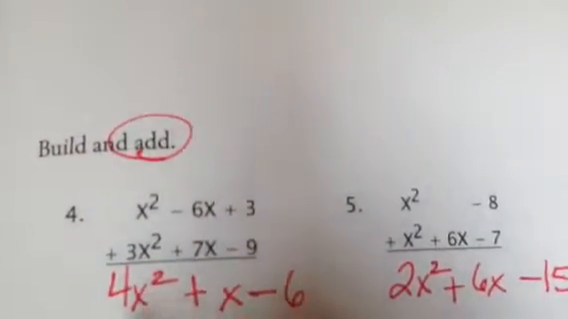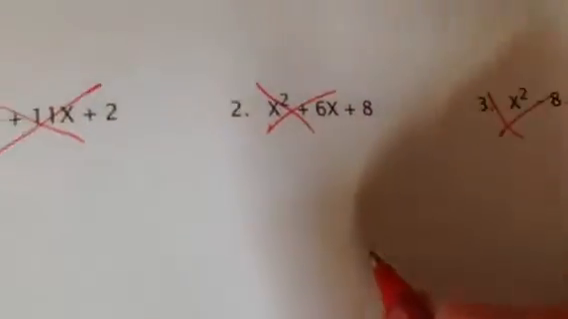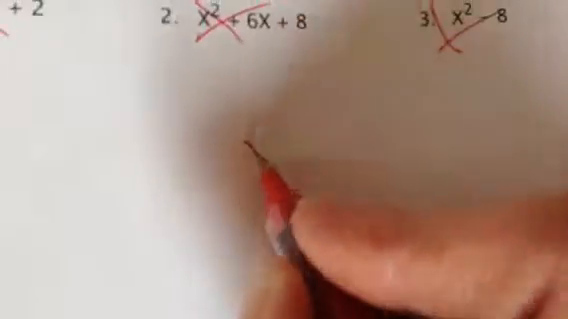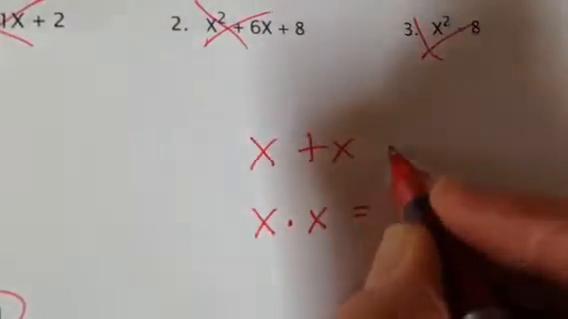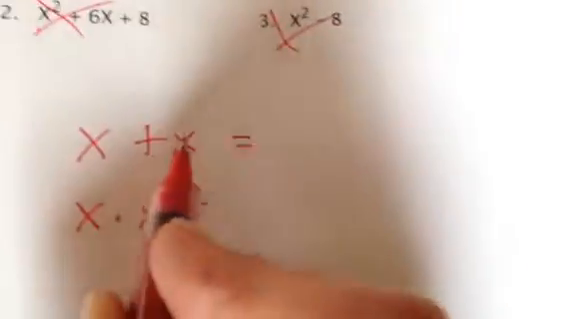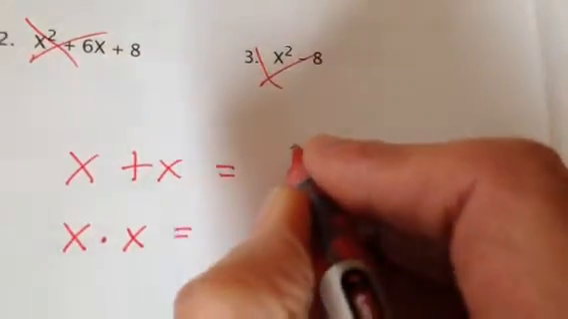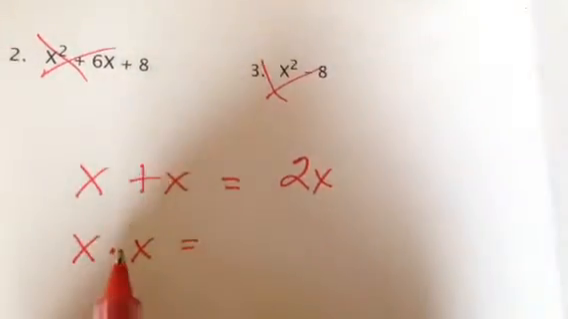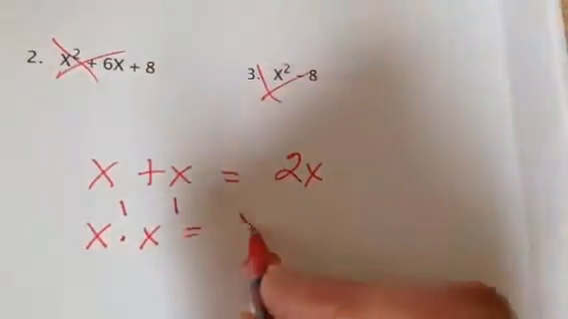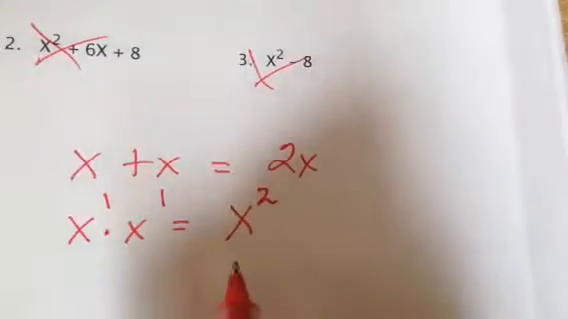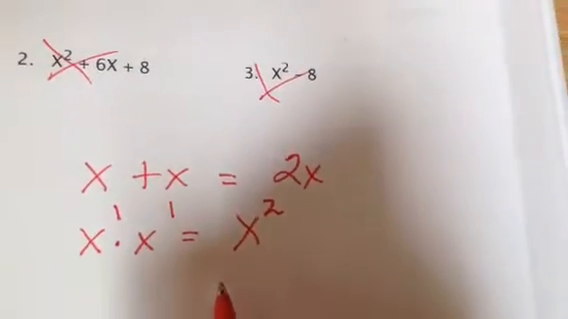The reason I'm saying that is because you need to always be sure you know the difference between x plus x and x times x. You can add like terms. x plus x is 2x, but x times x, remember when you multiply, you add your exponents, so this would be x squared. So be real careful with that.